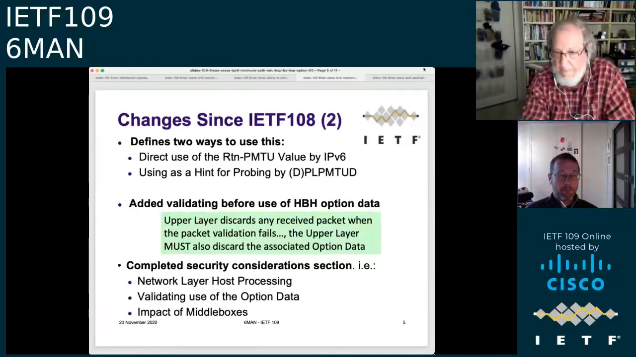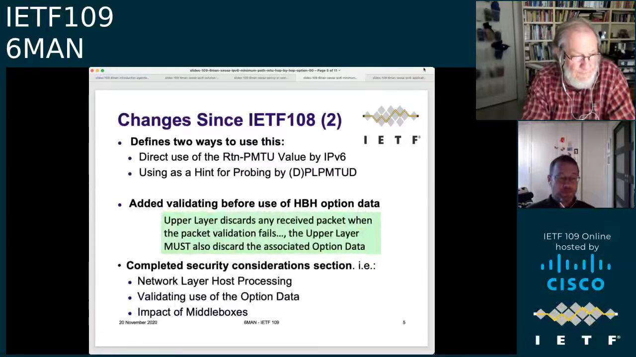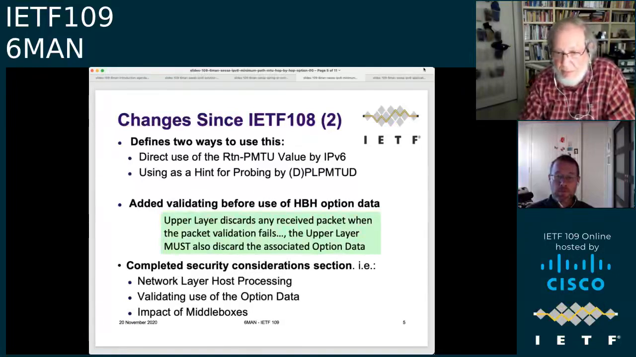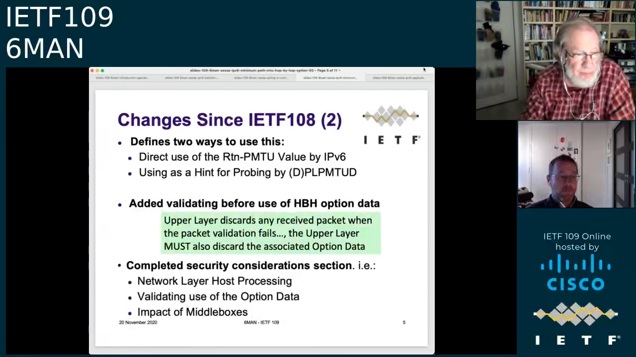And by thinking this through, particularly the two different ways you could use the hop-by-hop option, we came up with a much greater security considerations section, which I would like to suggest means the document is also probably ready for greater review, maybe even publication soon, because we have a security considerations section that talks about the network layer processing. We talk about the validation of the options data, and we talk about the impact of middle boxes. A nice discussion of how the method works. I guess next slide.